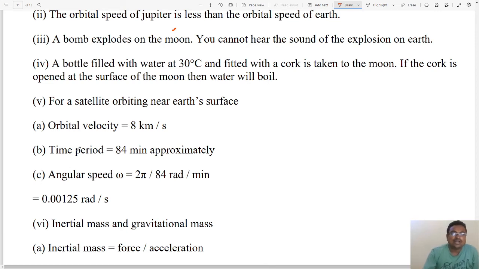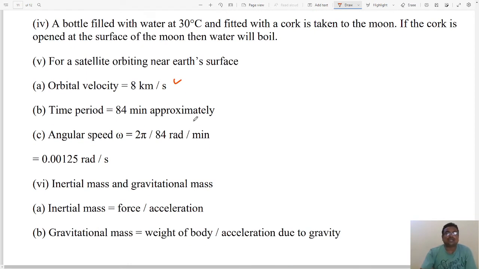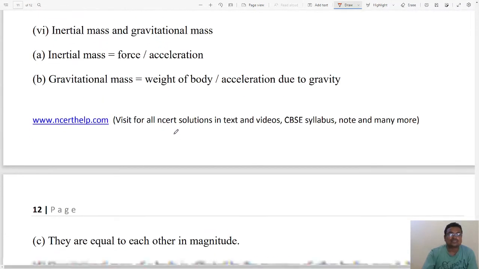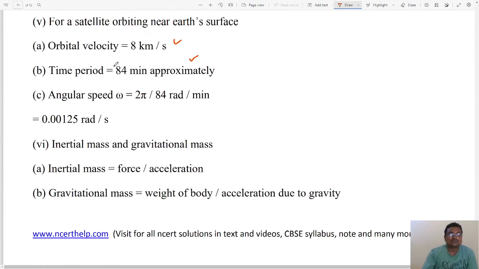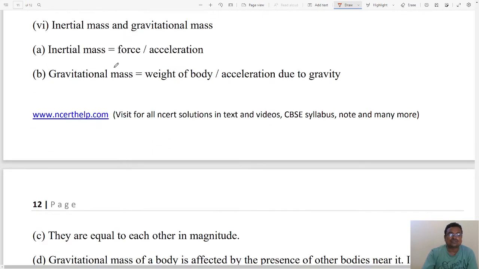For a satellite orbiting near the surface, the orbital velocity is 8 km per second. The time period is about 84 minutes. Angular speed is 2 pi divided by the time period. Inertial mass and gravitational mass: inertial mass is force divided by acceleration, and gravitational mass is weight divided by acceleration due to gravity.